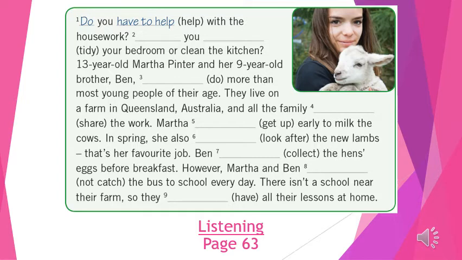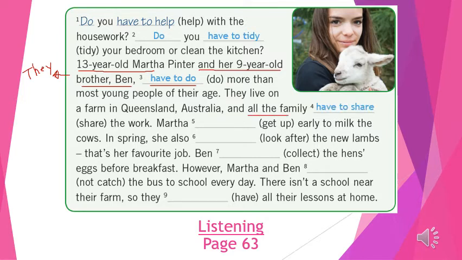Okay, let's go ahead and check our answers. Number 2. Do you have to tidy your bedroom or clean the kitchen? Number 3. Have to do. Here we are talking about 13-year-old Martha and 9-year-old Ben, so we would say have to do. And why? Because when we're talking about two people, we could also use the subject they. They have to do. Number 4. All the family have to share the work. Again, here we see all the family, which we could also use the subject they. So they have to share.